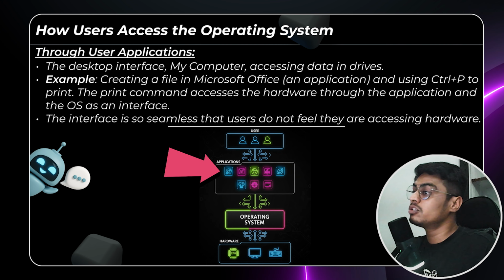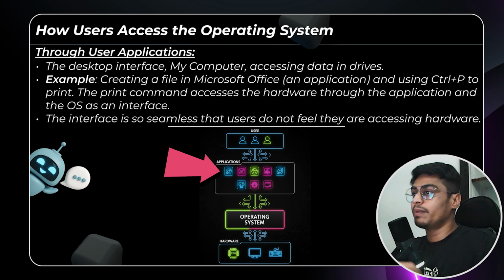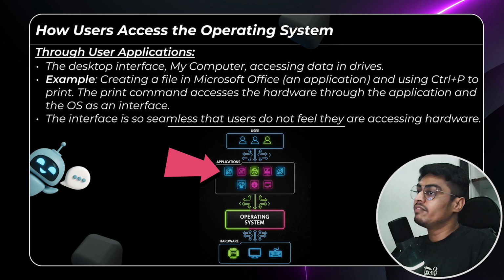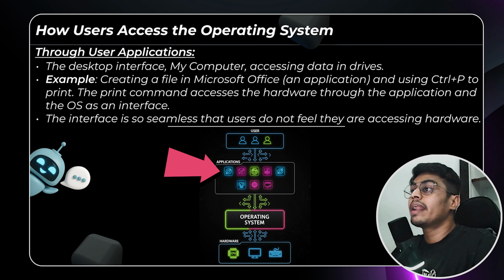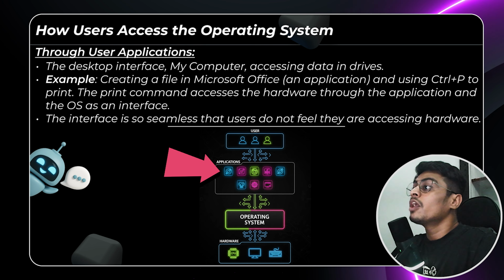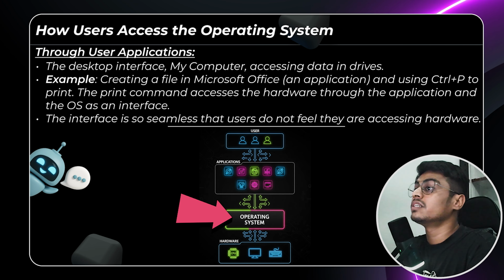We use applications mostly. Like if I want to print a particular file, what I do is, first I create that file in Microsoft Office. That's a kind of application. When we press Ctrl P, it asks, do you want to print? If yes, then you give the print command. What is the print command? Actually, we are accessing the hardware with it, but you are accessing the hardware through the application, and the operating system is working as an interface here.